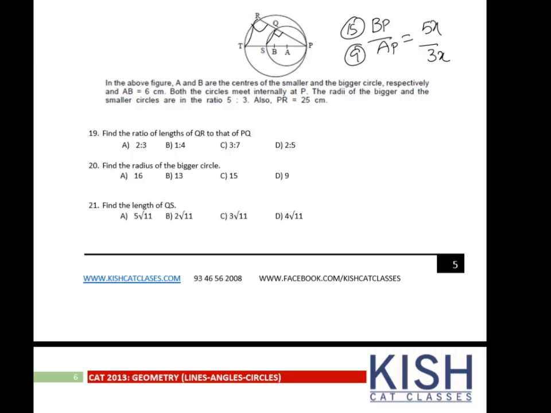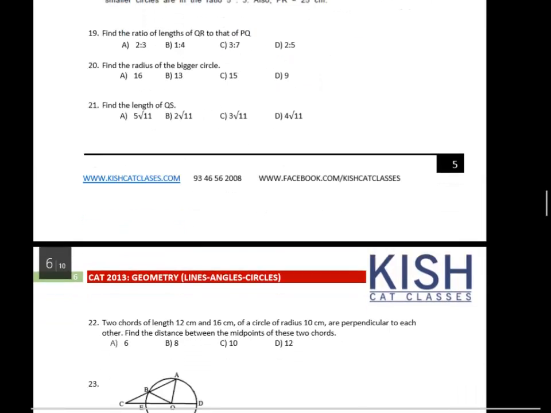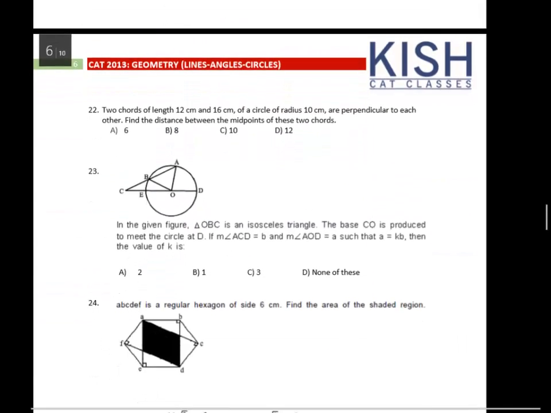Okay, next find the radius of the bigger circle. We have already known. Find the length of QS. Well, you can find it out. So remember, we are trying to apply. You should apply what you know actually, what you have already learned. So 19, 20, 21 are simple things actually. Now focus on 22.